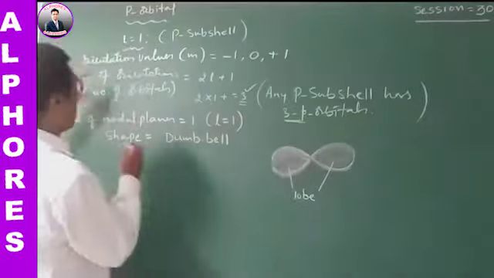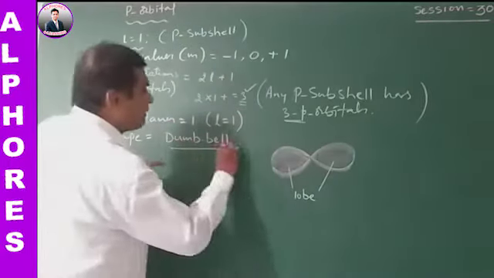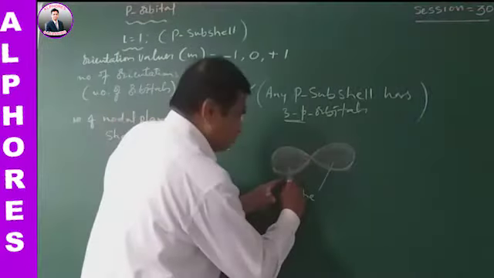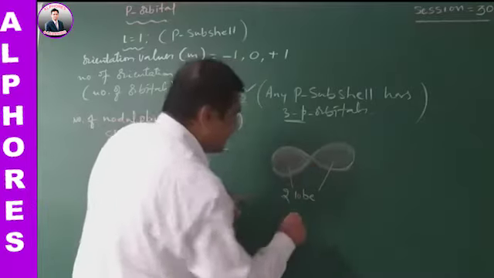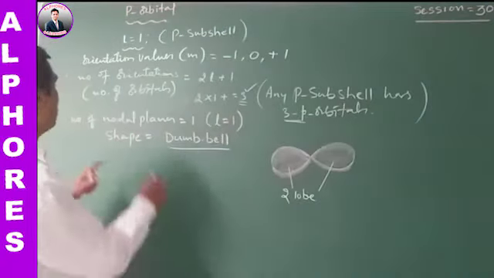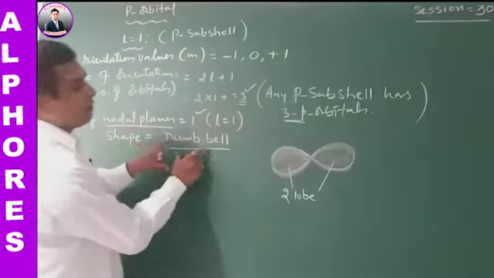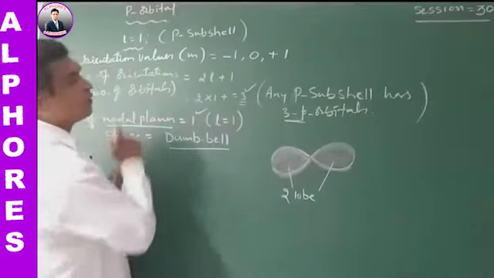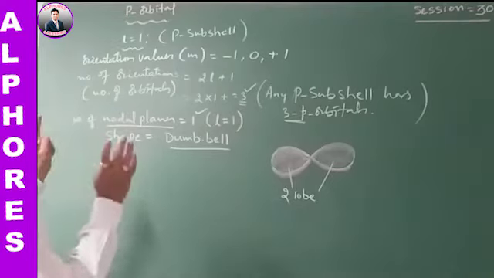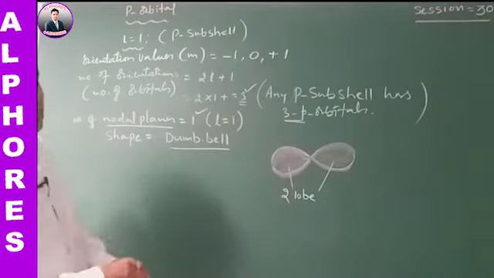So the p orbital has dumbbell shape and it possesses two lobes. The number of nodal planes is 1. The dumbbell shaped p orbital has two lobes and one nodal plane. That is the theoretical information about p orbital.